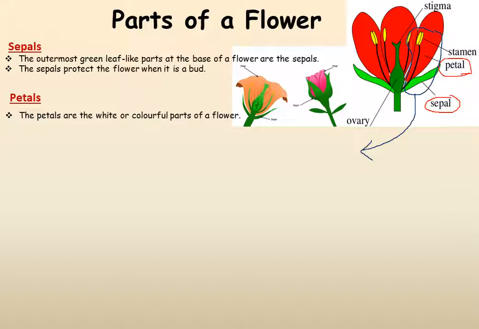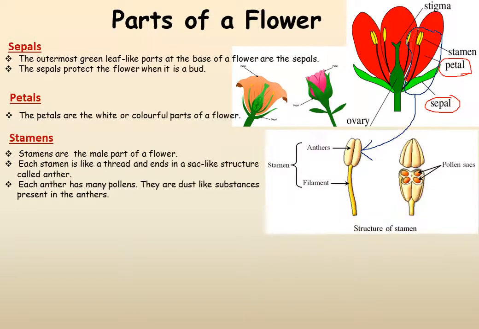Now let's see petals. Petals are also in that picture. This part is called the petal. Petals are the white or colorful parts of a flower. That is called the petal.